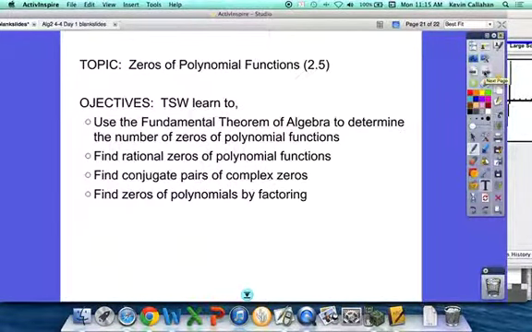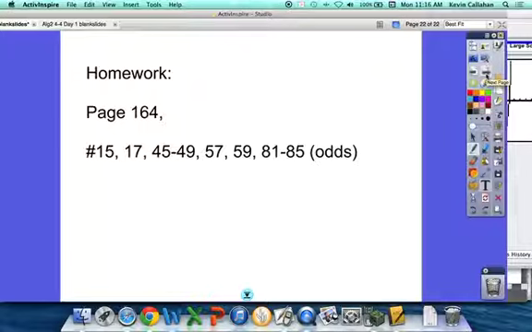But those are part of the history of it anyway. So we did use the fundamental theorem of algebra. We can list possible rational zeros. We understand complex zeros occur in conjugate pairs, and we can find zeros by factoring. That's the homework.